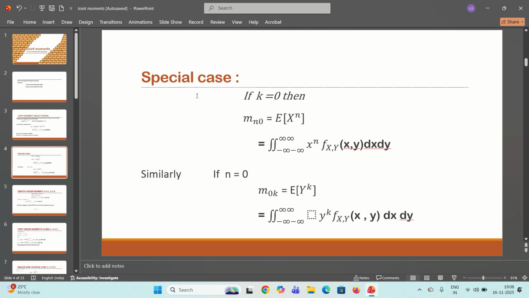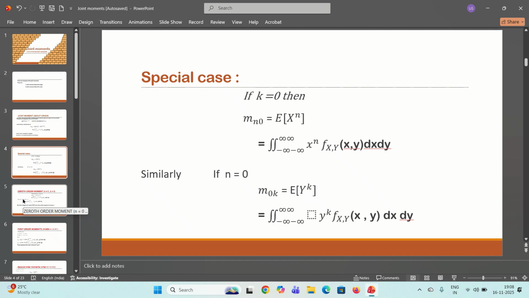Similarly, we take n equals 0, then m_0k equals expectation of y power k, that is represented as double integral from minus infinity to infinity of y power k along with the joint density function.